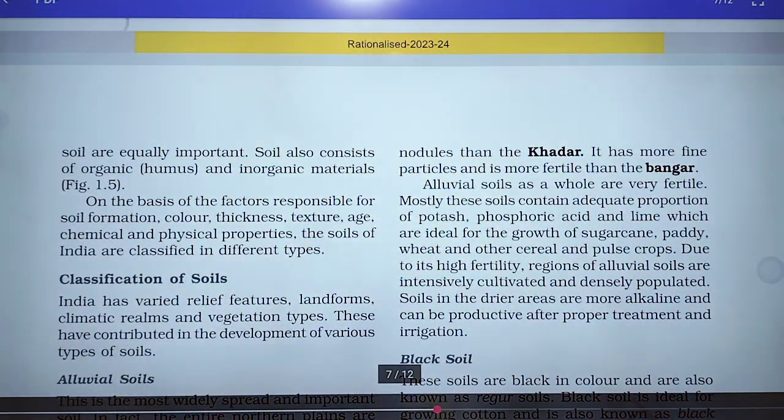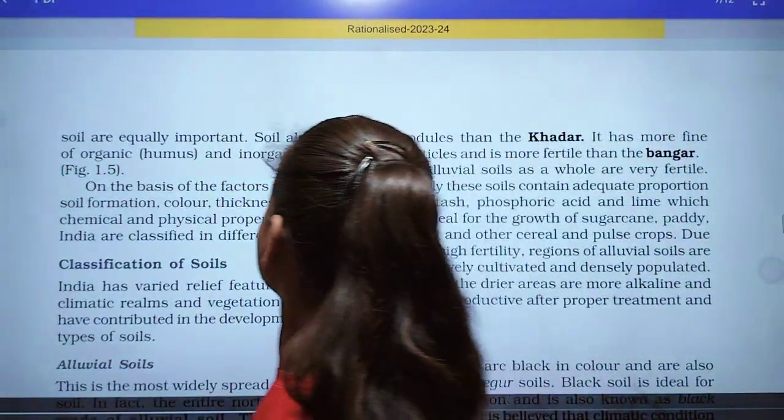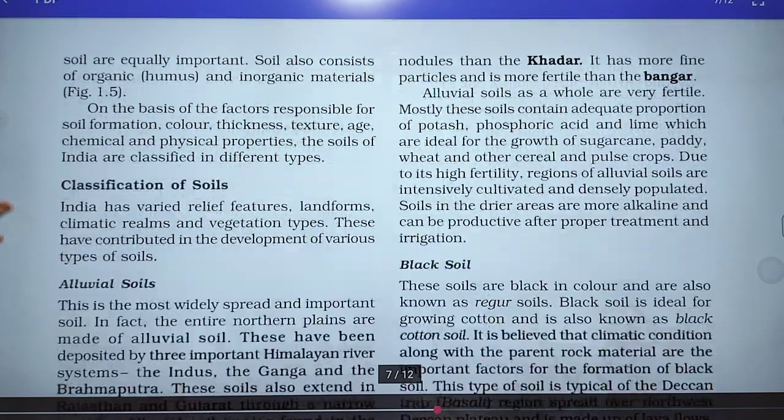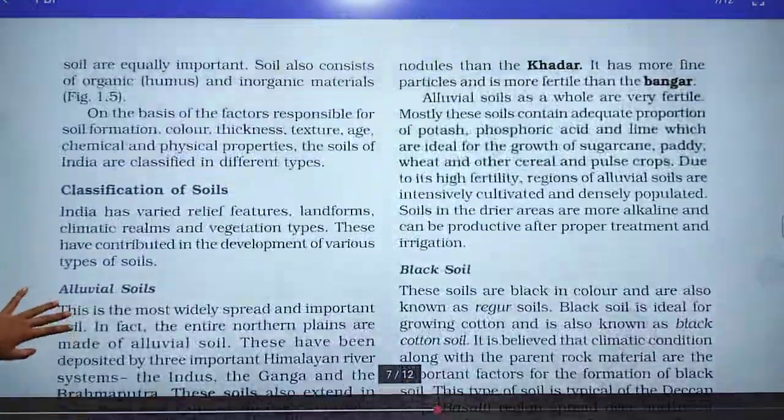On the basis of factors responsible for soil formation, color, thickness, texture, age, and chemical and physical properties, the soils of India are classified into different types. The classification of soil in India.